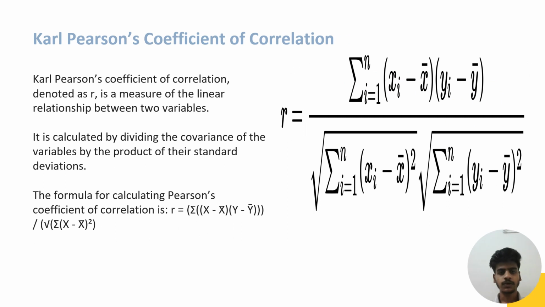Karl Pearson's coefficient of correlation. Karl Pearson's coefficient of correlation, denoted as R, is a measure of the linear relationship between two variables. It is calculated by dividing the covariance of the variables by the product of their standard deviations. The formula for calculating Pearson's coefficient of correlation is given.